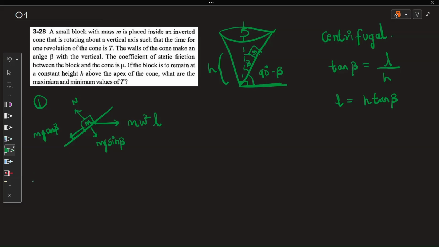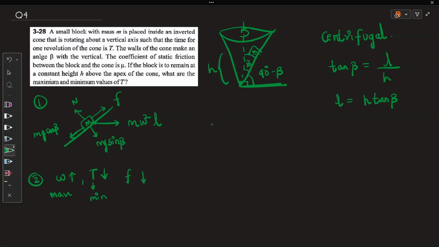That is one kind of case, let's consider that as case 2, where omega is more and time period is less. So omega is max, time period is min. In that case, friction would be acting down. Now here, what happens is friction would be acting upwards.